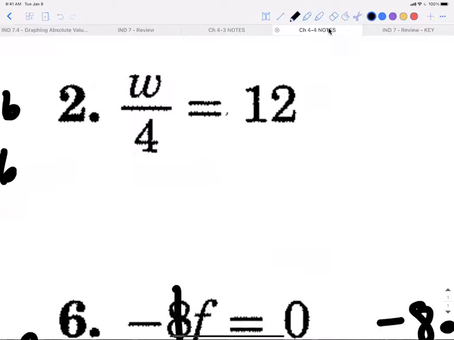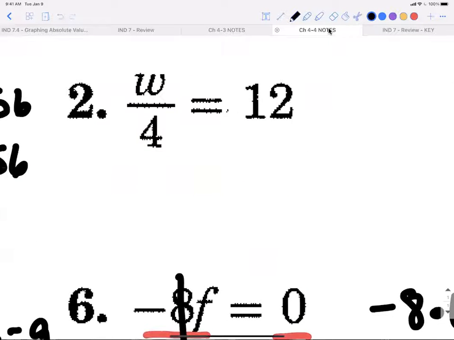Well, now we're going to do this, and notice the difference is now we have a variable, and now we've got a division problem kind of wrapped up with our variable. I'll give you a second to get that written down.